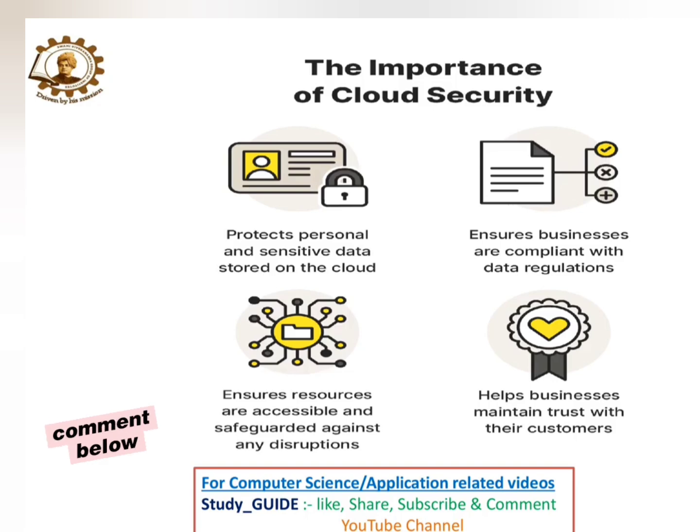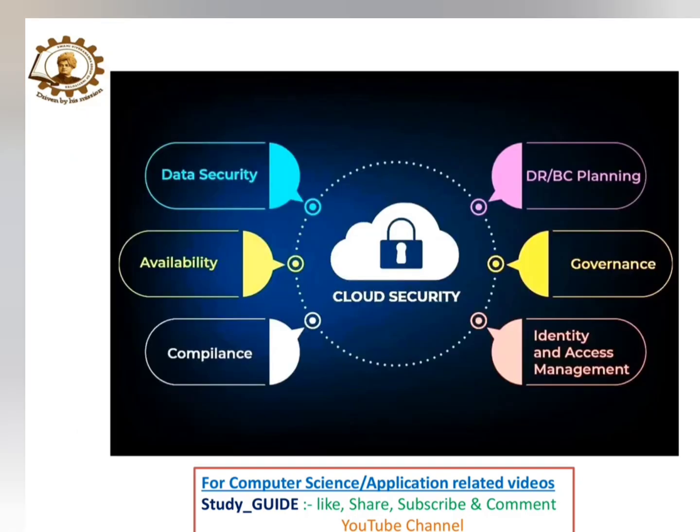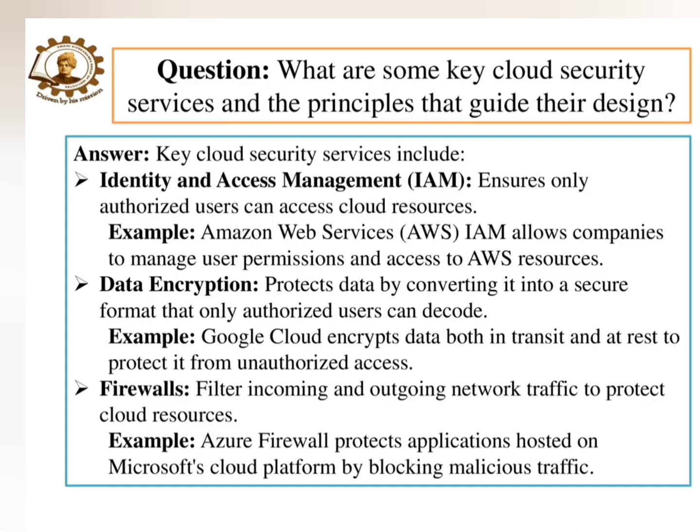Now the question is, why is cloud security important? Imagine your cloud storage like a bank. Now your goals are confidentiality, that is only authorized people can access your data, like keeping your bank vault secure. Next is integrity, that is your data remains accurate and complete, like maintaining accurate bank records. Next one is availability. You can access your data whenever you need it, like being able to withdraw money when needed. Now we will study cloud security services.